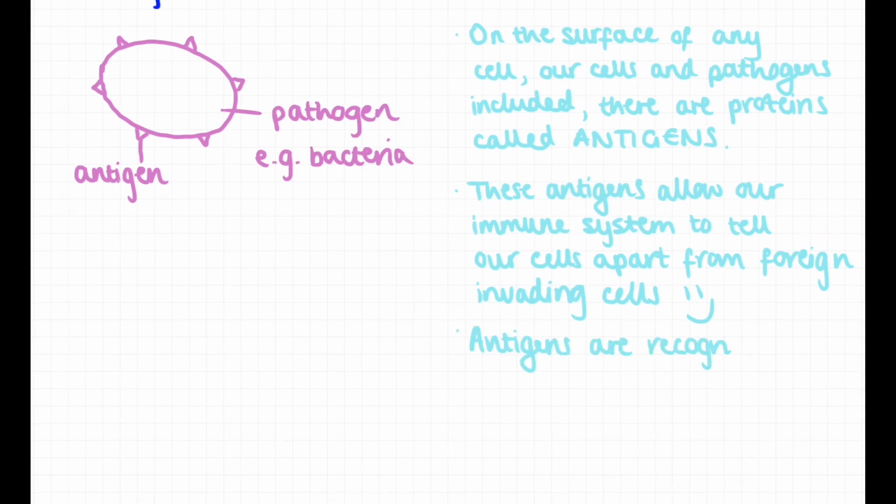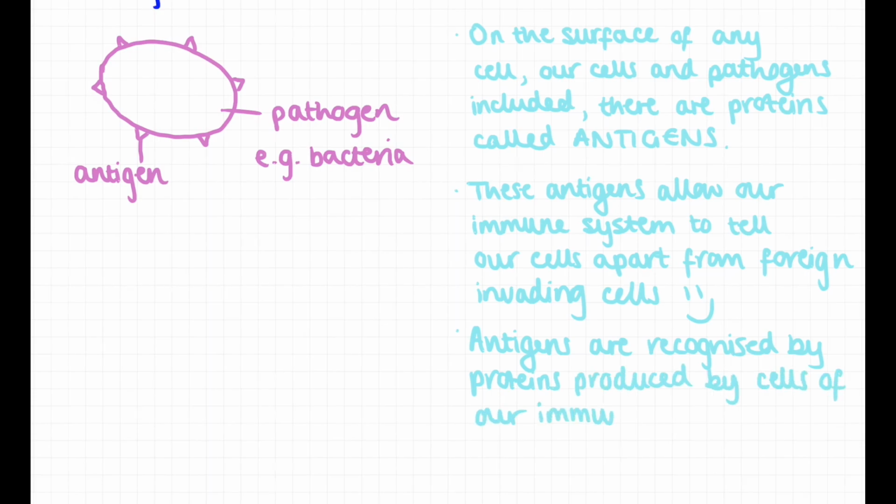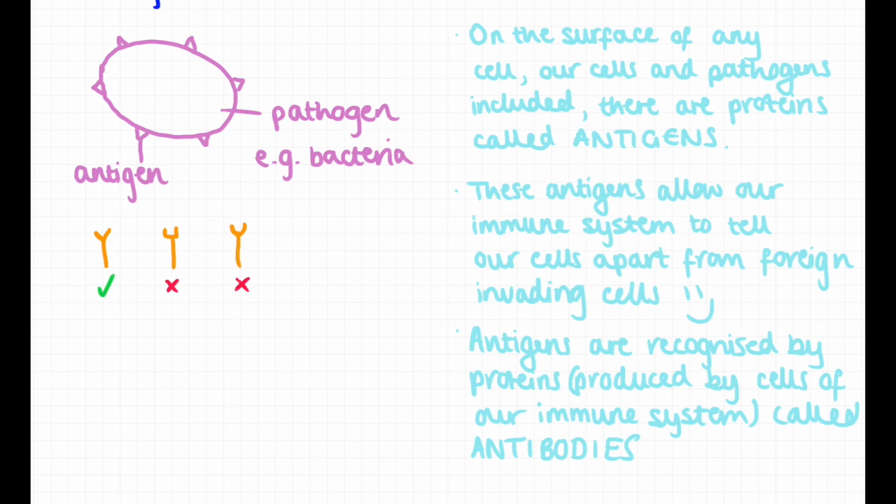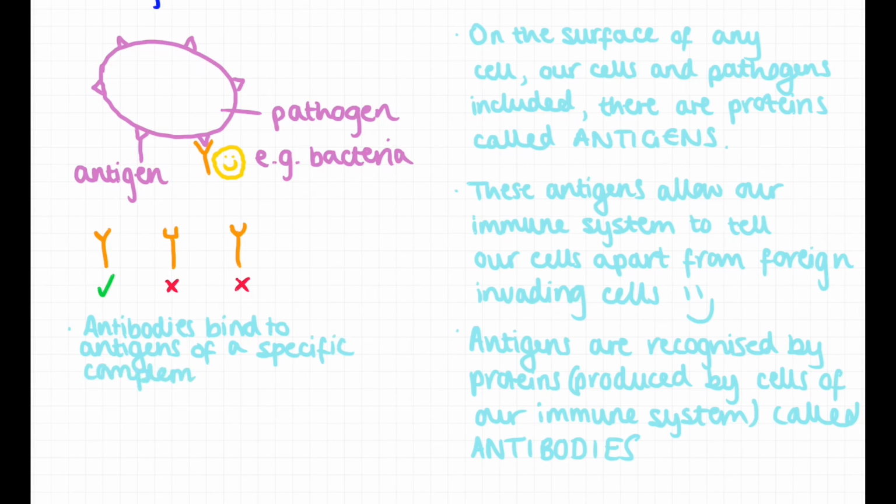The way this works is that cells of our immune system produce more proteins, but these ones are called antibodies. Antibodies come in lots of different shapes, and the crucial thing here is that the antibody will only bind to an antigen that is the complementary shape for it, as you can see here. So antibodies only bind to antigens of a complementary shape. Think along the lines of enzymes having active sites that can only bind to a substrate of the correct shape.